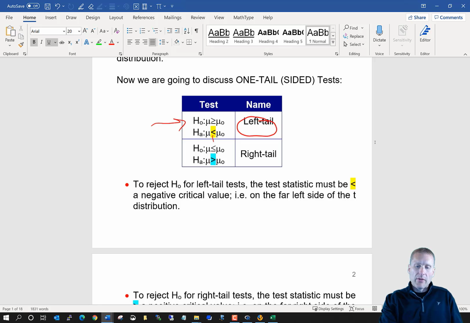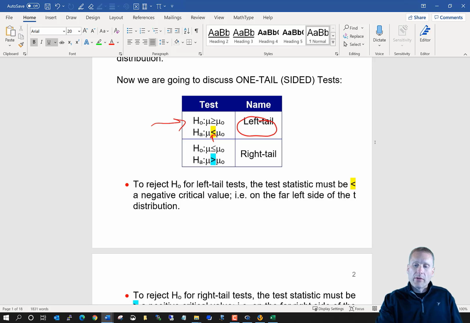Notice how the inequality sign in HA is pointing to the left. That's a quick way to know that this is called a left-tailed test. And what this is basically saying is that you're going to have to be on the left side of this t distribution, if you think of it in terms of a test statistic, in order to reject H0.